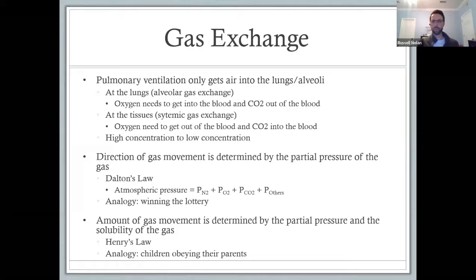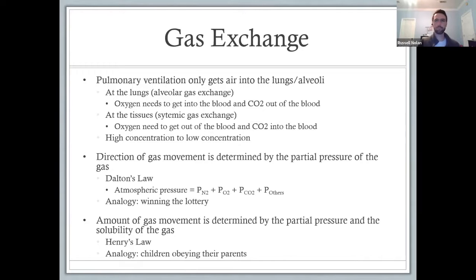So what's the point of this? Or what's the take-home message? The analogy that I like to use for Dalton's law is winning the lottery. Let's say that somebody knocks on your door and says, congratulations, you have won the lottery. You go, great, how much did I win? And they say, you have won 60%. Well, you would say, 60% of what? That's what Dalton's law is giving you permission to do, to take that percentage and apply it to the bigger amount. Congratulations, you have won 60% of $100.